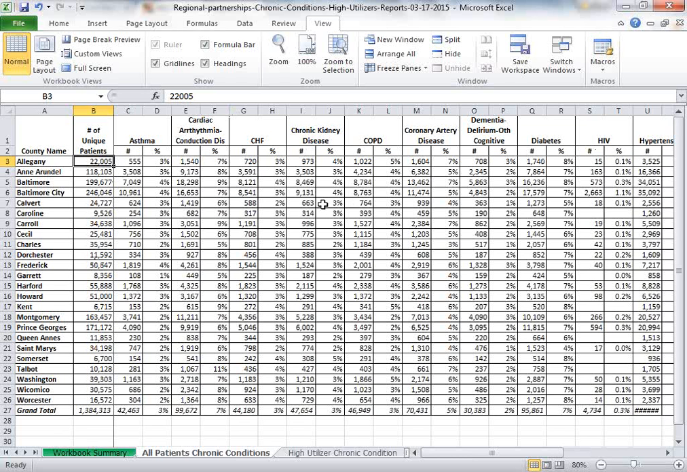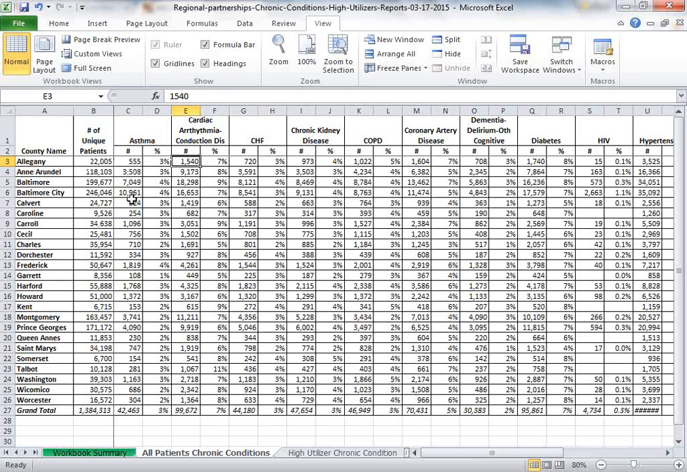These chronic conditions are flags that are based on the diagnoses on hospital claims, all diagnoses, and they're rolled up to diagnostic categories using the clinical classification software that's maintained by the Agency for Healthcare Research and Quality. Each chronic condition is only assigned once to a patient, but a patient may have more than one chronic condition. So they may have asthma as well as cardiac arrhythmias.